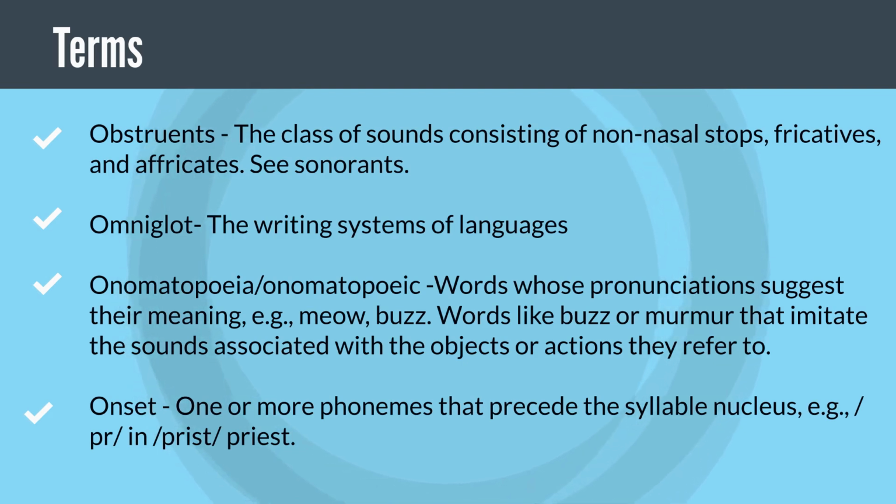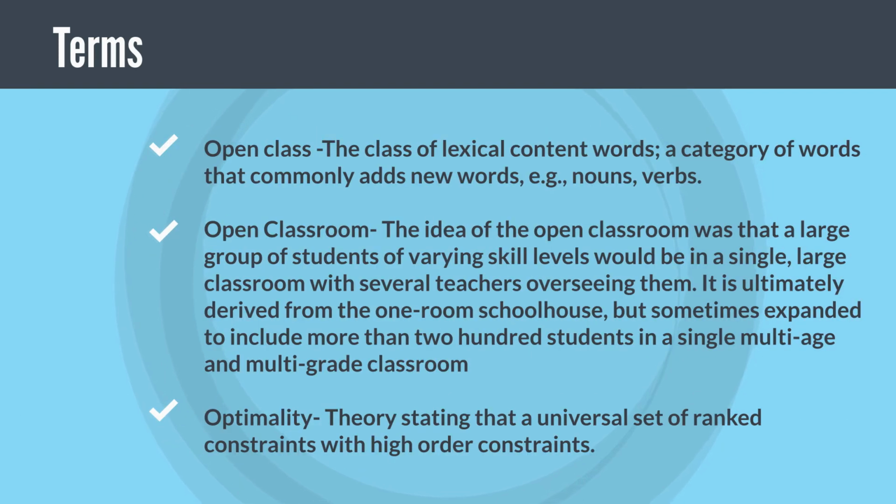Onomatopoeia, onomatopoeic: words whose pronunciations suggest their meaning, example, meow, buzz. Words like buzz or murmur that imitate the sounds associated with the objects or actions they refer to. Onset: one or more phonemes that precede the syllable nucleus, example, /pr/ in /prist/ priest.